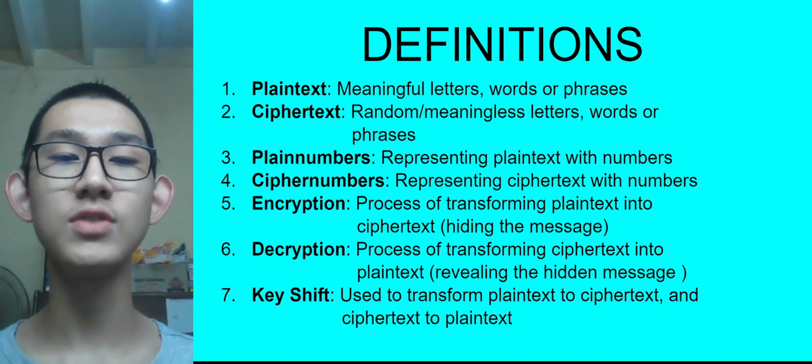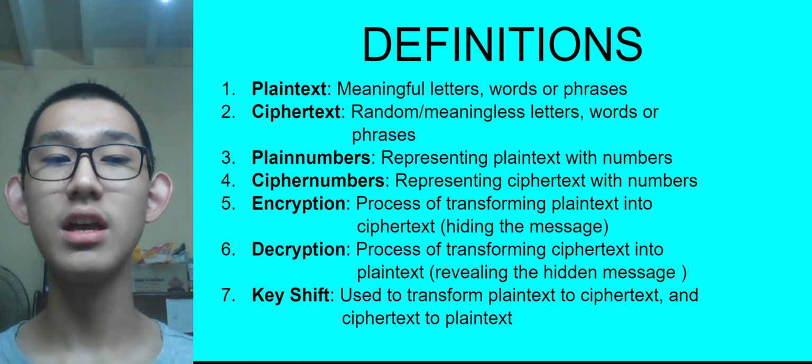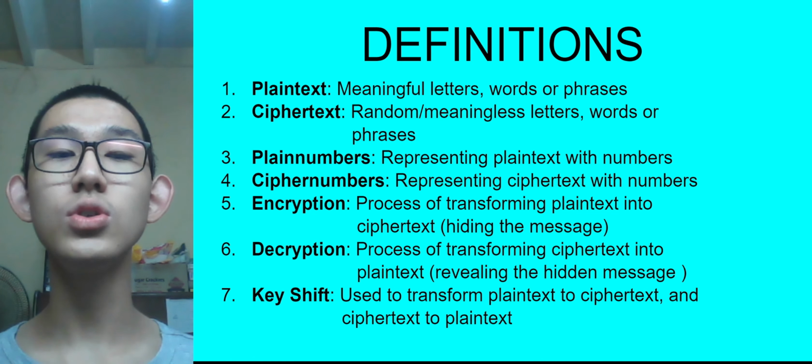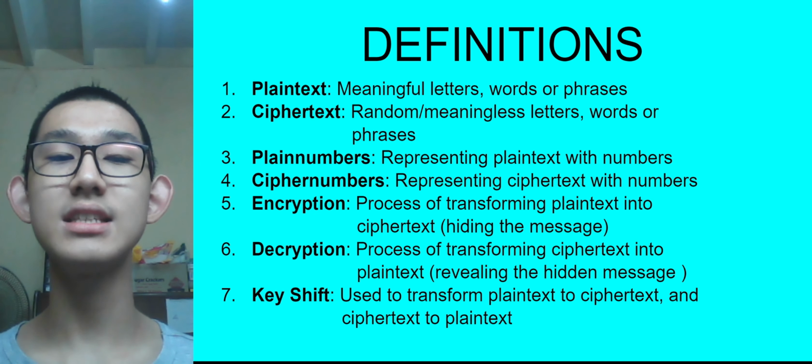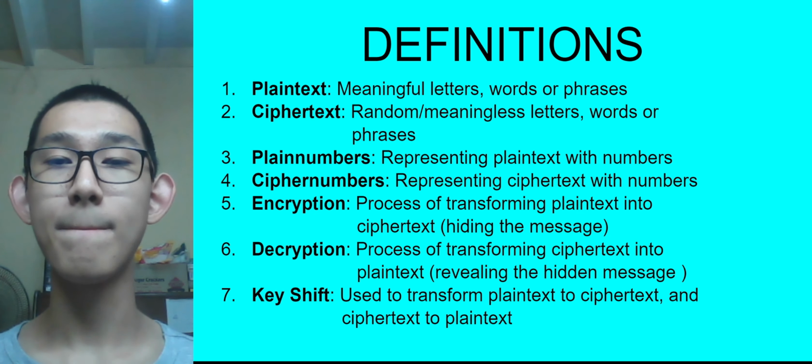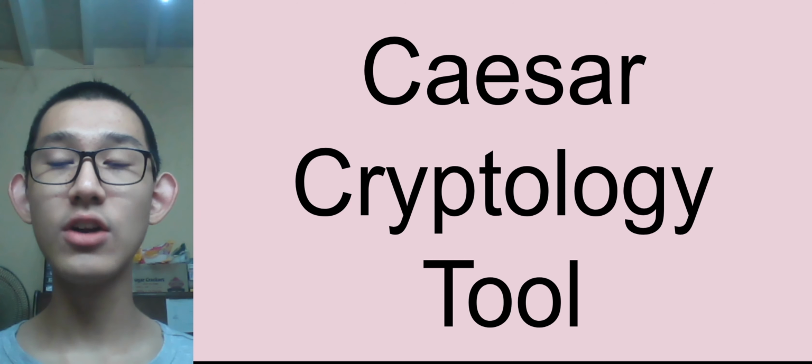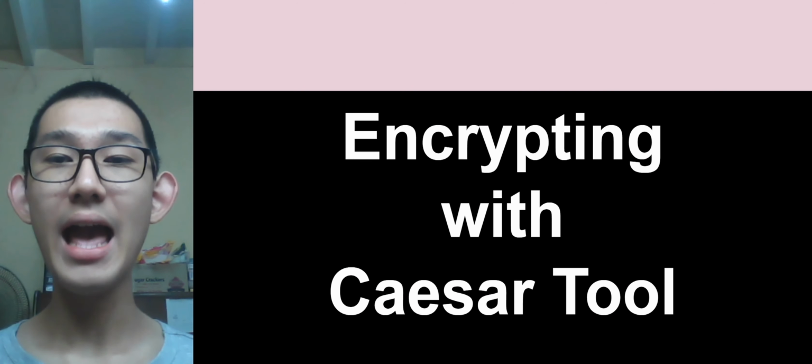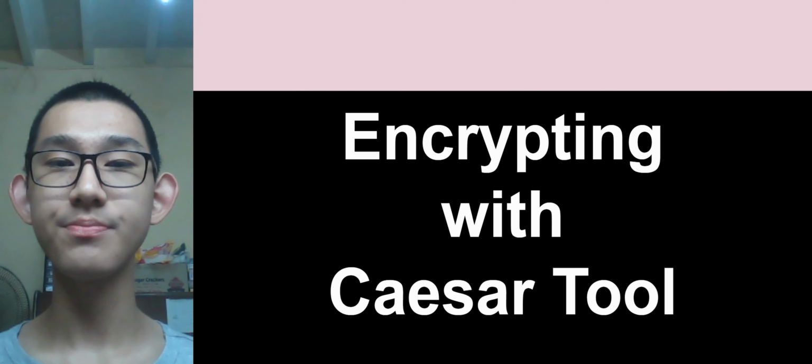Encryption: process of transforming plain text into ciphertext, or hiding the message. Decryption: process of transforming ciphertext into plain text, or revealing the hidden message. And lastly, key shift: used to transform plain text to ciphertext and ciphertext to plain text. Let's start with the Cipher Cryptology Tool and encrypting with the Cipher tool.